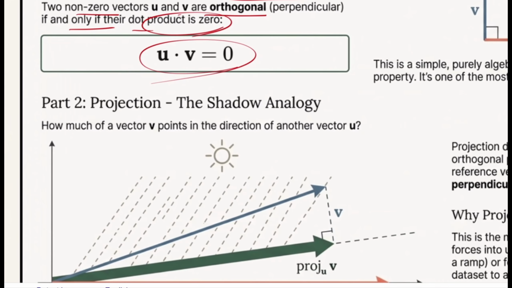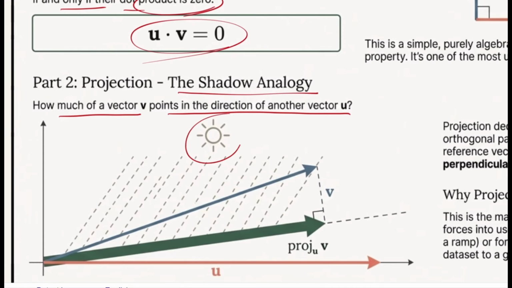So about part 2, projection, the shadow analogy. It says that, for instance, I have a vector v, and how much of v points in the direction of another vector that we call u. Imagine that you have your sun, and your sun shines through your v vector. This is your v vector. I would like to find its shadow, which shows how much projection I have from the v vector over the u vector.